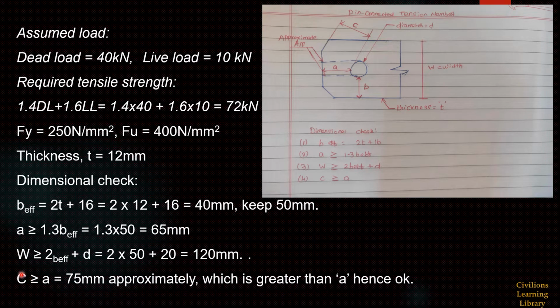The fourth condition is C dimension should be greater than or equal to A. C is nothing but this cross dimension. This dimension should be higher than this A. So if you draw these values, like this width and this B, here we are getting the C value greater than A, approximately 75 mm. Hence, our dimensional check is okay for this presentation.